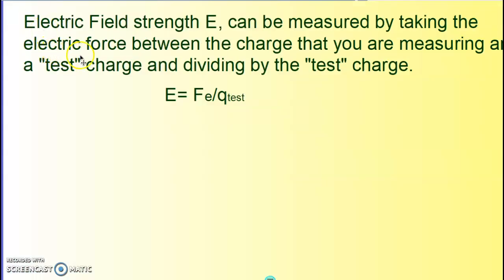So here we are. Electric field strength comes with the variable E. It can be measured by taking the electric force between the charge that you're measuring and the test charge, and dividing by the test charge. So E is our electric field, force electric, between the test charge and the charge you're measuring. So that would be taking the force between the puck and the red charge in the previous page.